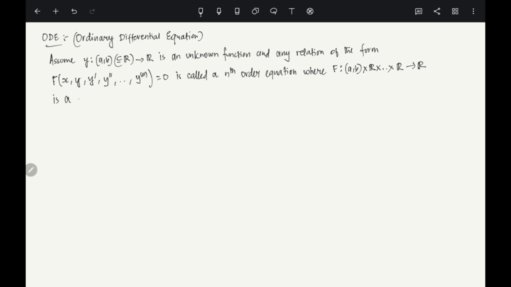So R to R is a smooth function. What do I mean by smooth function? I mean that it is at least a continuously differentiable function. So basically what we are doing is looking at a relation like this, and such a relation we will call an nth order equation, or to be very specific, an ordinary differential equation. I forgot to mention this: ordinary differential equation.